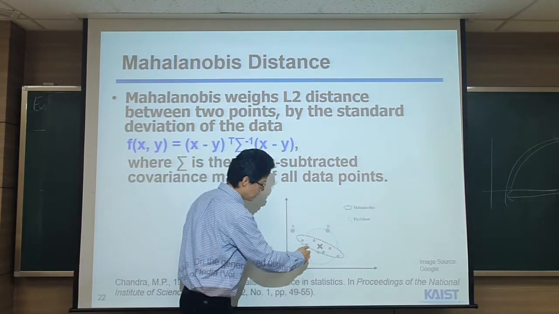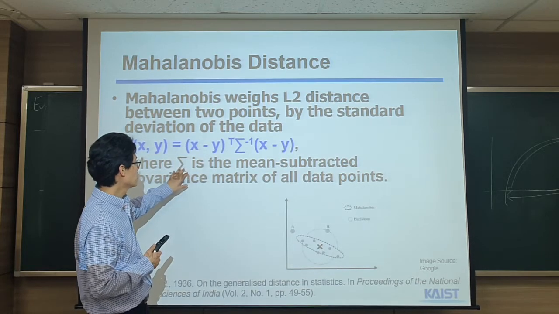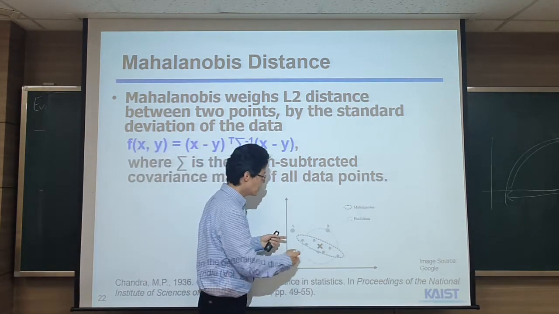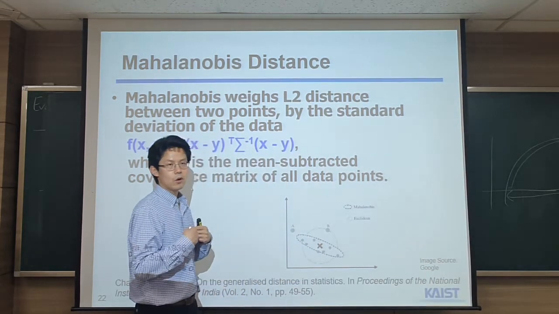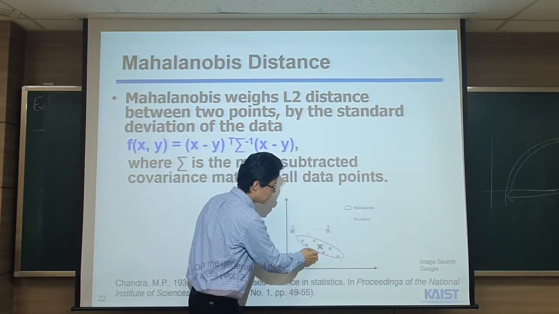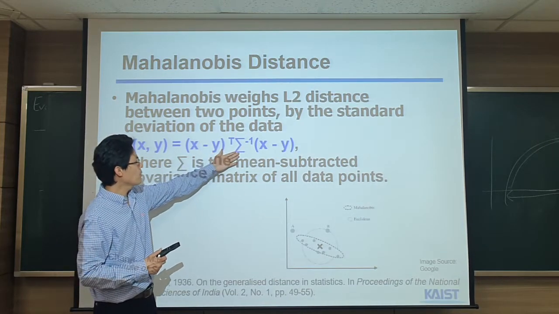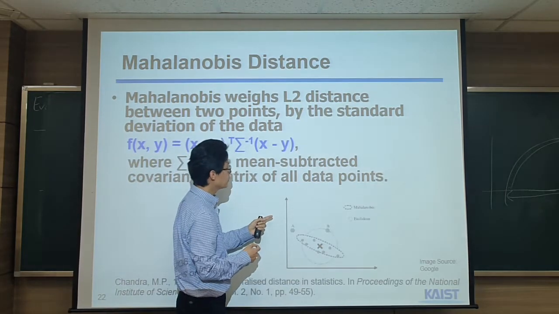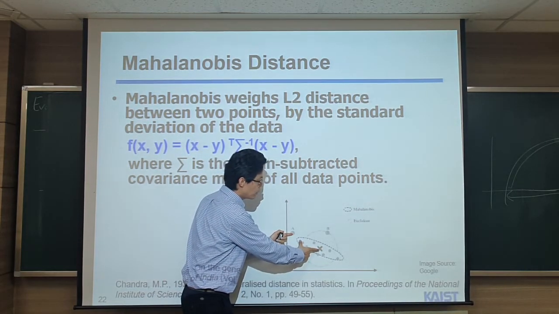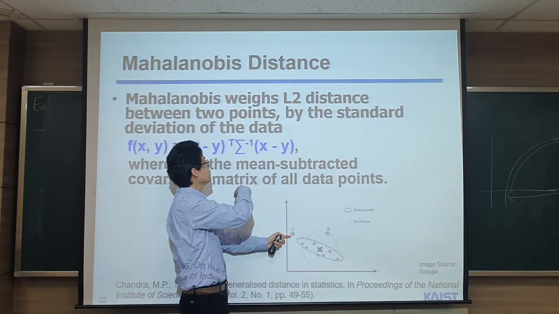So how can you represent this kind of distribution? We use the covariance matrix here, the sigma. Sigma is nothing but the mean-subtracted covariance matrix of the data points. It gives us the variance along the different dimensions, right? So that we can know the distribution of the data. Then we use the inverse of this covariance matrix. If the data is far away from the center, but the standard deviation is bigger along that direction, then we cancel it. That's why we take the inverse of the covariance matrix.